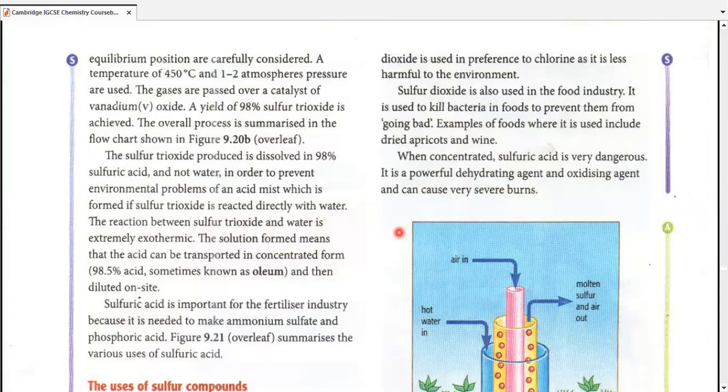And when that acid mist was released in the environment, it killed everything. It corroded every living organism it came in contact with.